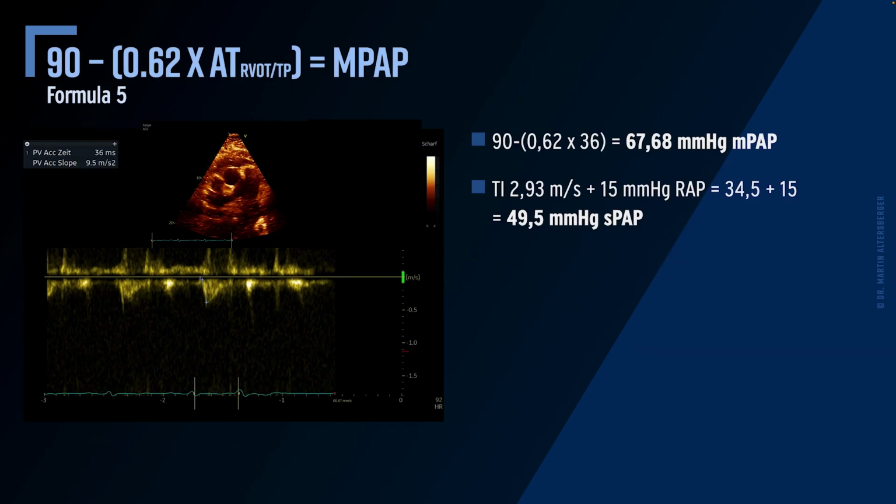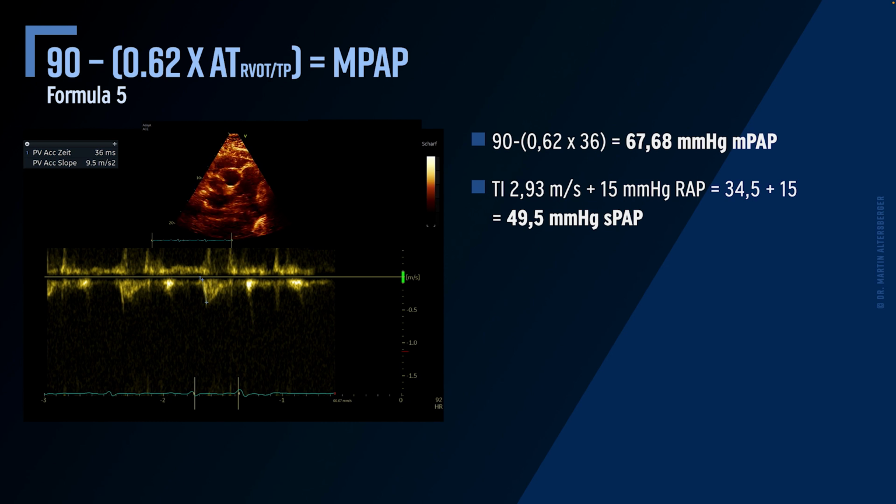Here we have the next formula, and you can see quite nicely a measurement of the pulmonary acceleration time. You will use the pulse wave Doppler just below. I always place it at the tips of the pulmonic valve, so that it's in this optimal angulation where blood really flows straight outward.